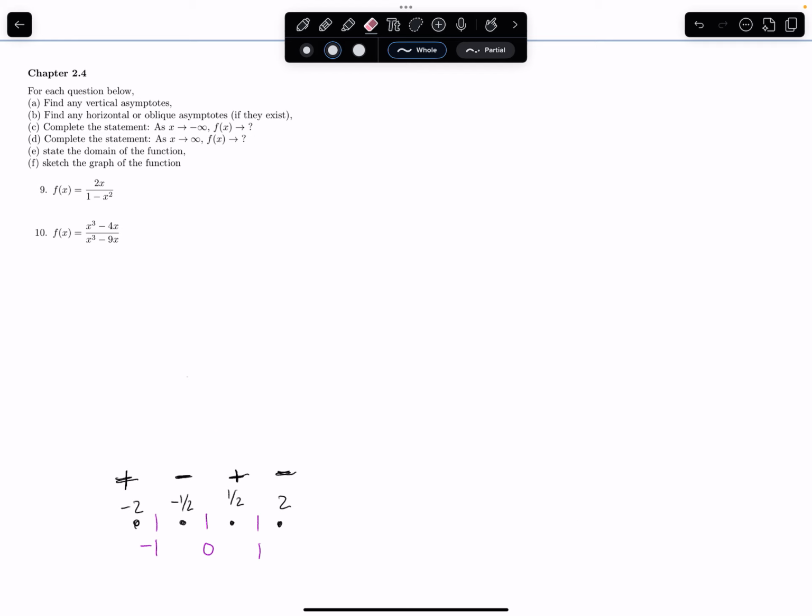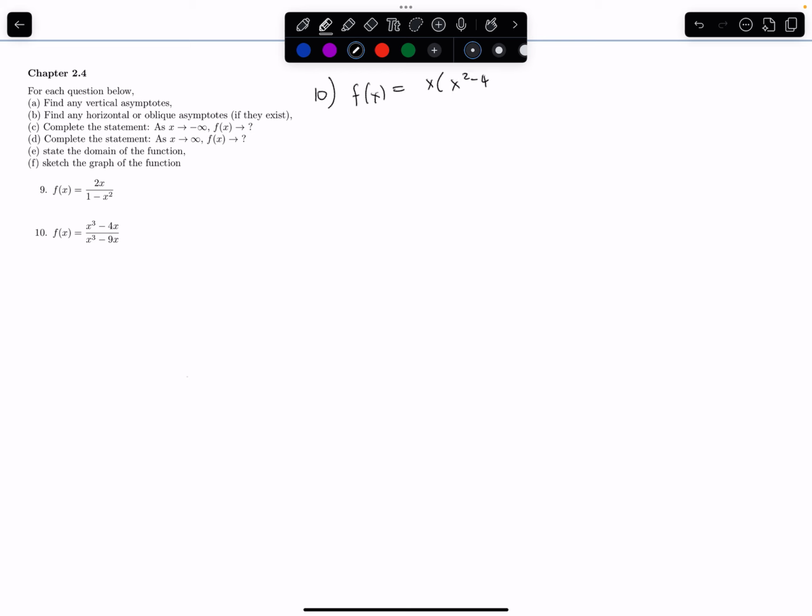Okay, let's go to the next question, number 10. Slightly harder one, but still within the realm of something that you could potentially be asked. It's not so bad. Okay, so we've got f(x) equal to x cubed minus 4x over x cubed minus 9x. First thing I'm going to do is just factor out that x. So it's x times x squared minus 4. And the bottom is x times x squared minus 9. And that's an obvious difference of squares up top and bottom.